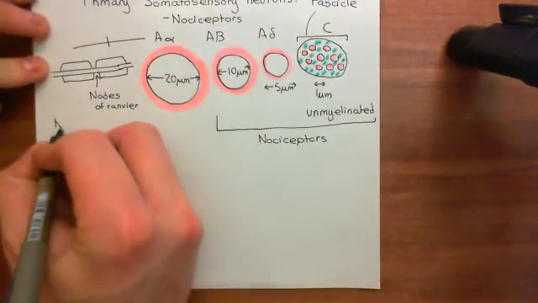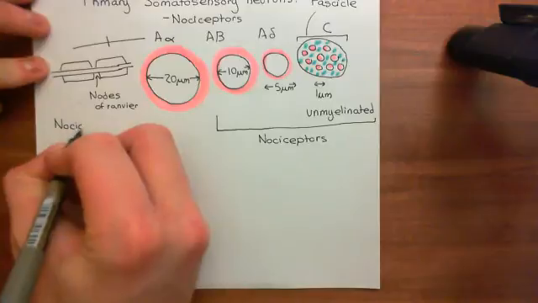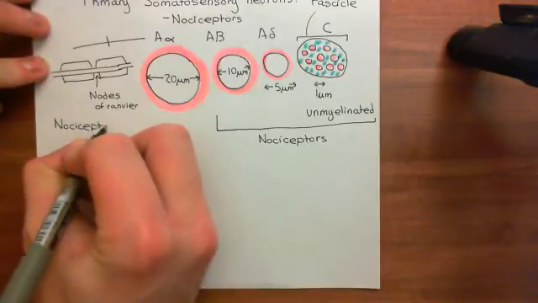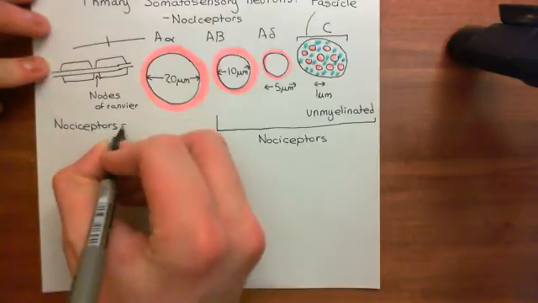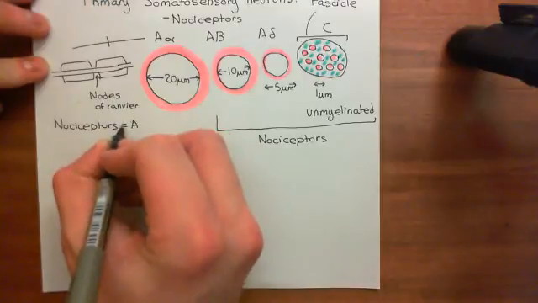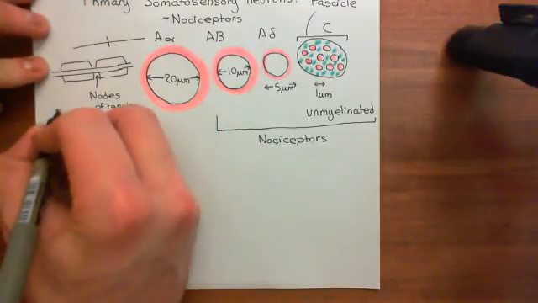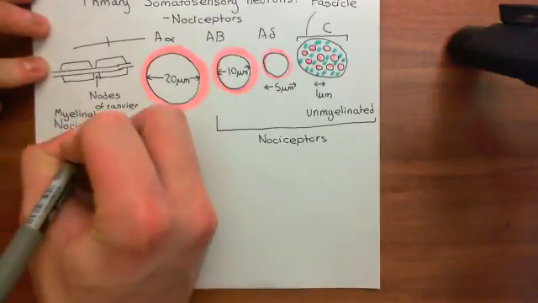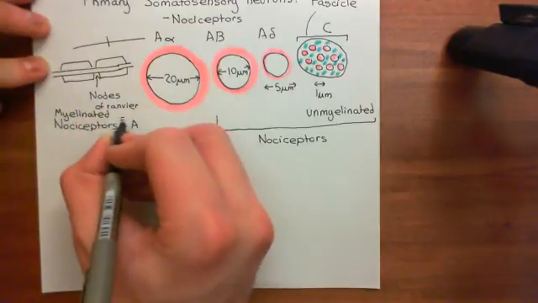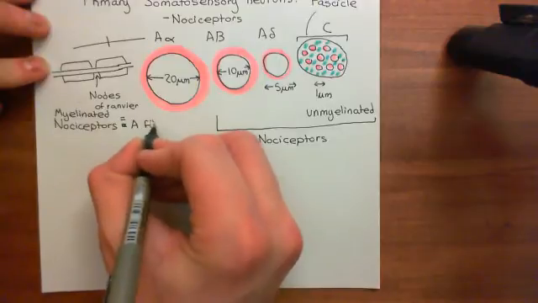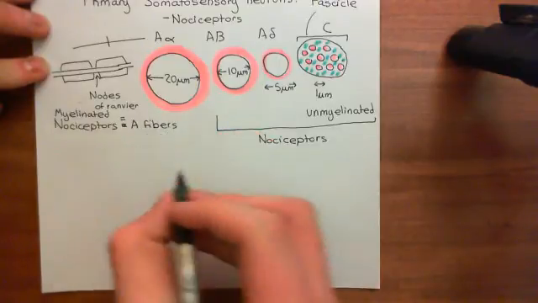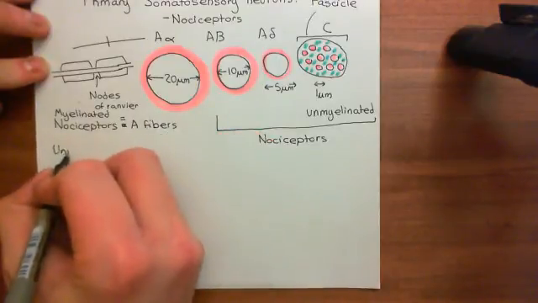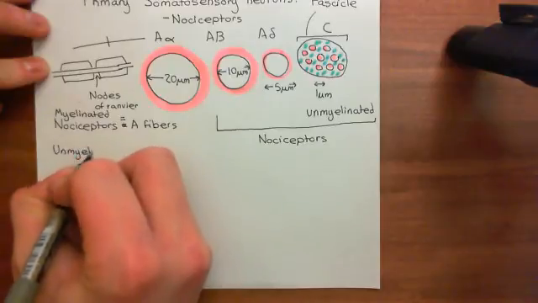So what we do is we divide the nociceptors therefore into two groups. So there are the nociceptors which are myelinated, and those are the A fibers. Okay, so these are the myelinated nociceptors. Okay, and they're the A fiber nociceptors, so they'll either be A beta or A delta. And then there are the unmyelinated nociceptors, which will be C fibers.